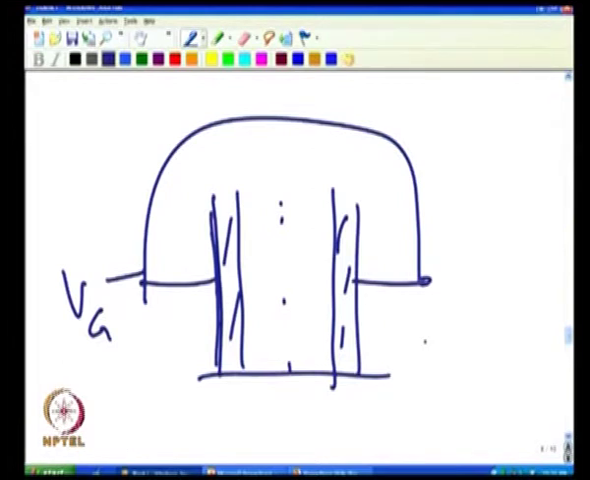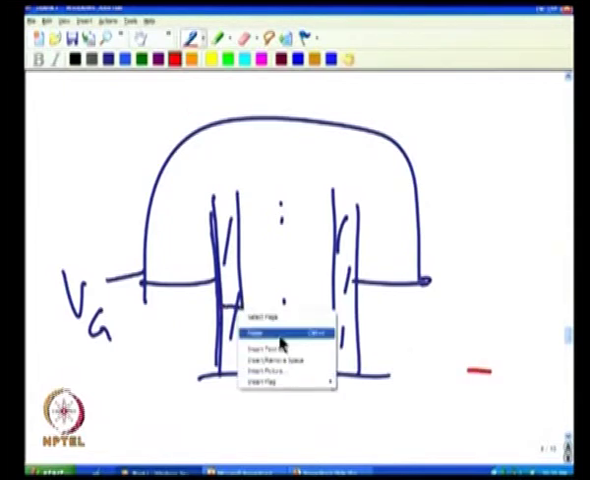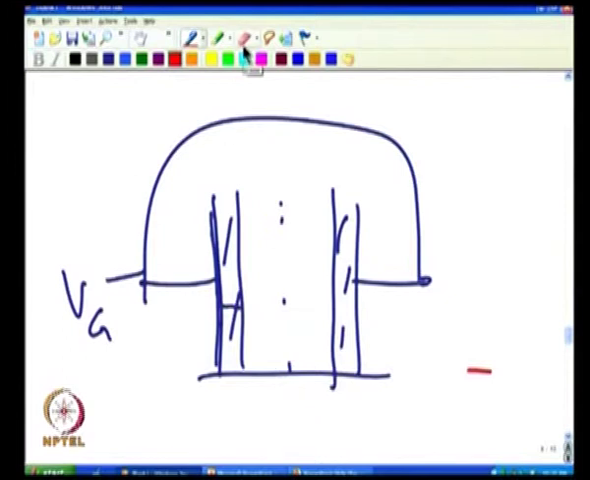Now, what happens if I do that? When I start applying the voltage from 0, what happens? The depletion layer starts coming from here. Oh sorry, I think I have to... that will come like that. Okay. That is how it comes, and from here the same way, that is how the electric field comes.